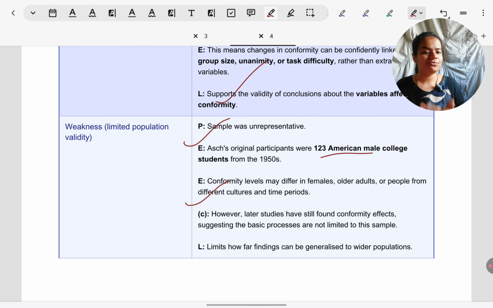Same is the case with females. Females typically feel more pressurized by groups than males, because females have traditionally had a subservient role. They have been made to believe that they always have to agree with whatever other people are doing. They should just follow the majority. So that's why also we can expect that conformity in females would be different from males.